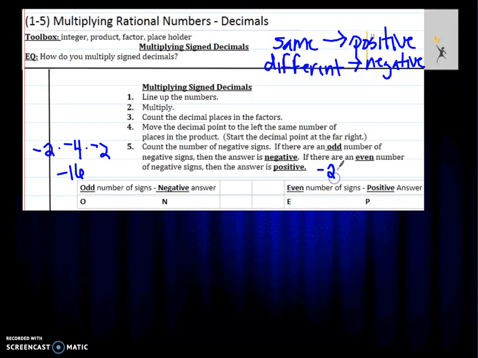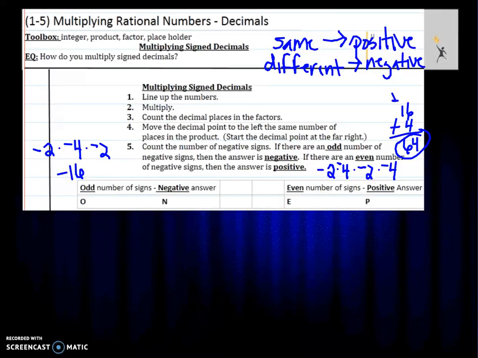Now let's say that I had -2 times -4 times -4 times -2 times -4. -2 times -4 is positive 8. 8 times -2 is -16. And then -16 times 4, I got 24. 4 times 1 is 4, plus 2 is 6. This is going to be a positive 64. There's an even amount of signs, so it's positive.